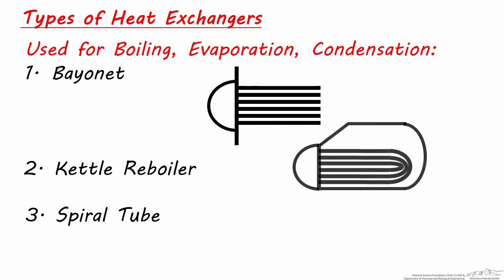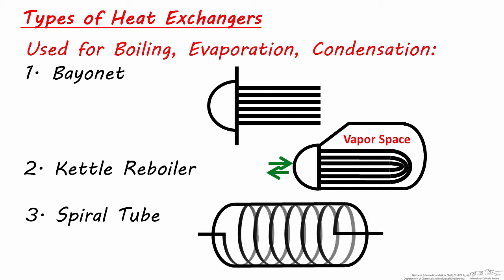A reboiler kettle heat exchanger is very similar to a shell and tube, except that it features a unique shape which accommodates overhead vapor space, so this heat exchanger is good for boiling fluids shell side. A spiral tube heat exchanger is just a coiled tube inside a shell. The coiled tube allows for more heat exchanger area between the tube and shell side fluid, which can be effective for condensing shell side vapor into liquid.